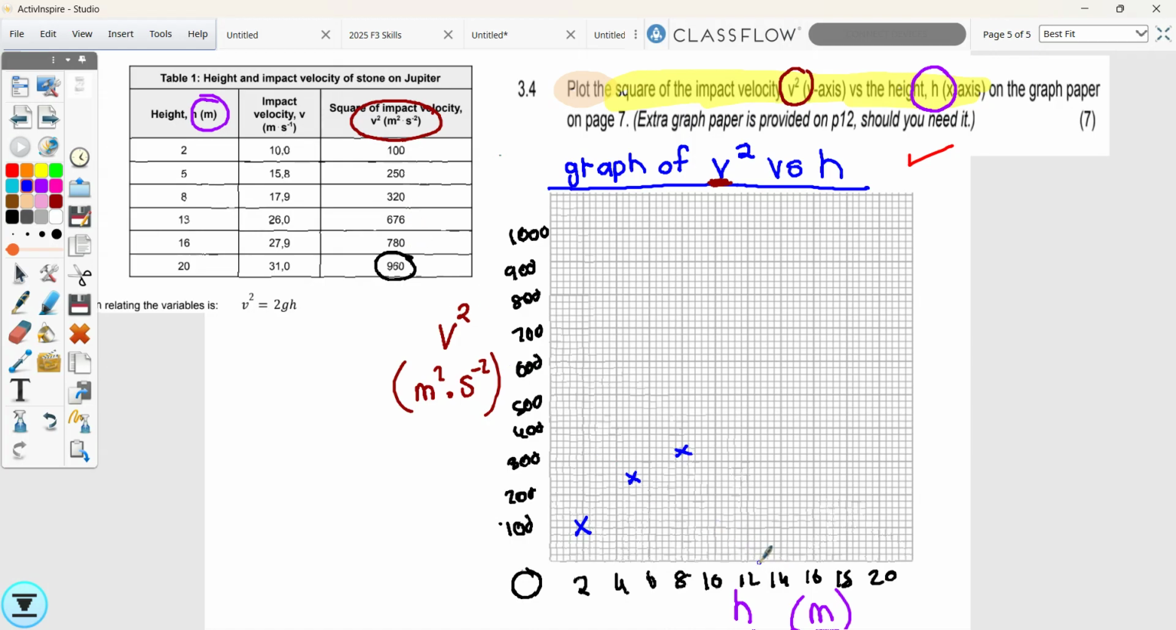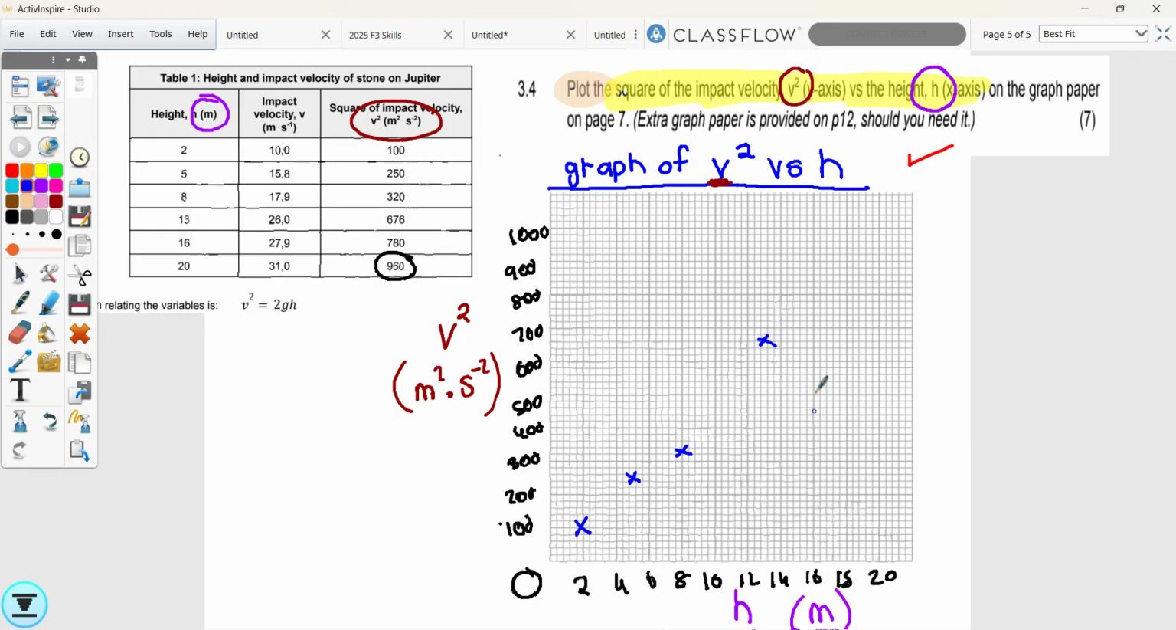13 is here, between 12 and 14. That's 676. So we go to 600. That would be 650. So it's about there. Then the next one, guys, you can do it roughly. You guys are fine with plotting, I think. This is why I'm going fast.